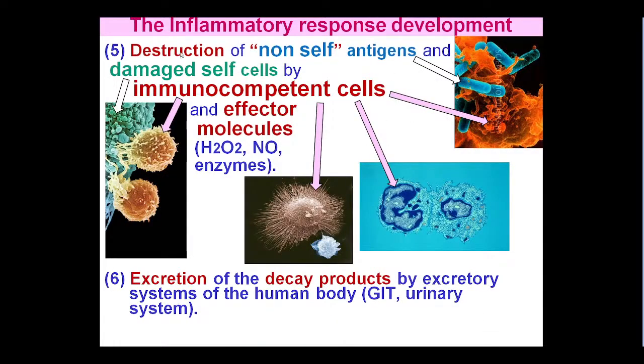The next step, step number 5, is destruction of non-self antigens and damaged self cells by immunocompetent cells, by different cells. So T killer cells, CD8, may destroy virus-infected cells. Macrophages may destroy, neutrophils may destroy. Really, this stage is associated with production of such cytocidal substances as hydrogen peroxide, nitric oxides, enzymes that destroy pathogenic organisms and our cells damaged by pathogenic organisms. The next, step number 6, is excretion of the decayed products by the excretory system of the human body. Excretion to remove destroyed or damaged tissues, via the gastrointestinal system, urinary system, and respiratory system.